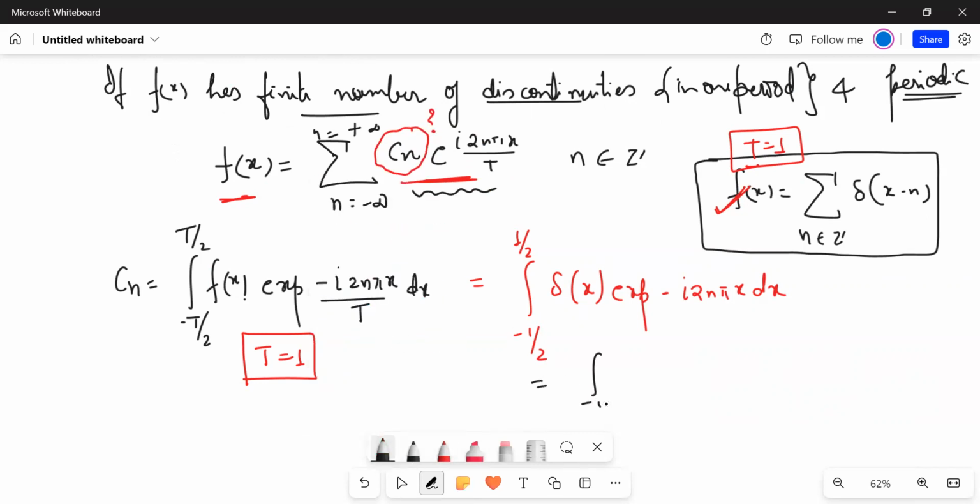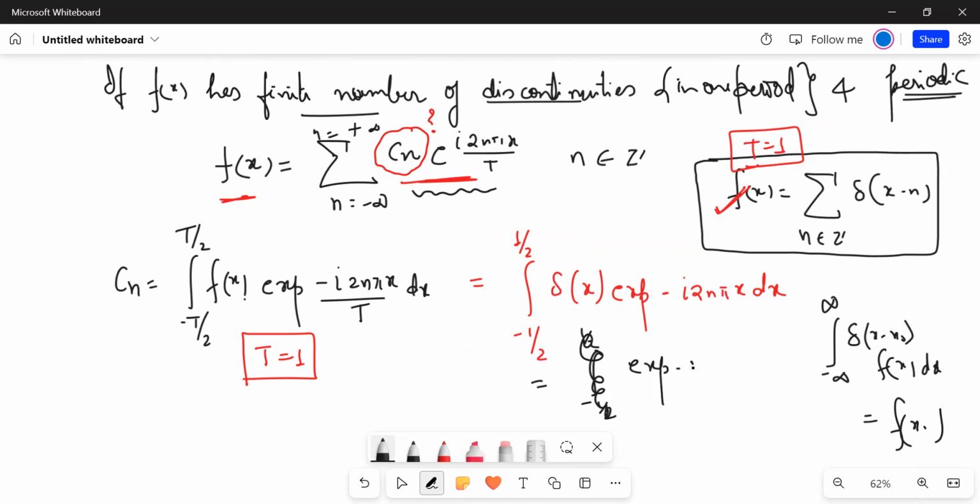So basically, it is equal to the integral from minus half to plus half of this Dirac delta of x. If you remember a formula that I told you, which is called the filtering property: if I am integrating Dirac delta of x minus x naught times f(x) dx, what do I get? I simply get f of x naught. Similarly, here, because x equal to 0 is situated between minus half to plus half, you will simply get e to the power minus 2n pi, and here you will have a 0.